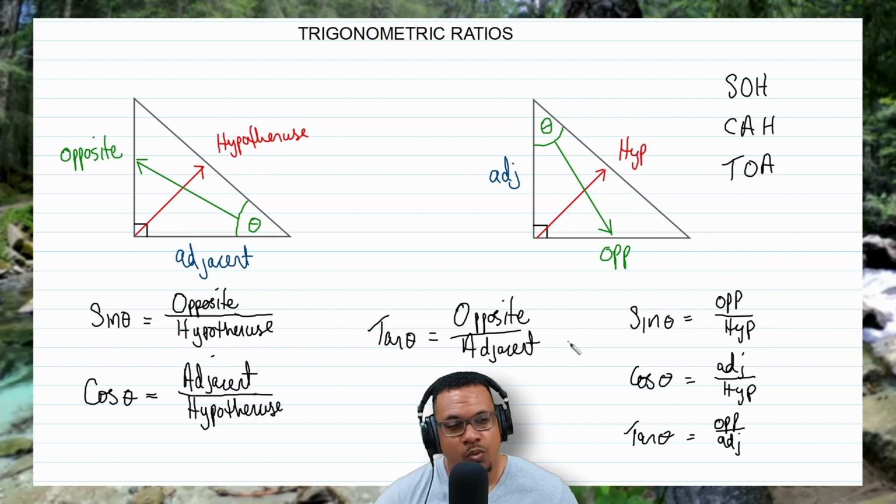Now, you're probably wondering, what are we going to use these trig ratios for? For a right angle triangle, you could have missing angles, besides the 90 degrees, or you could have missing sides. The trig ratios will help us find the missing angle or the missing side.